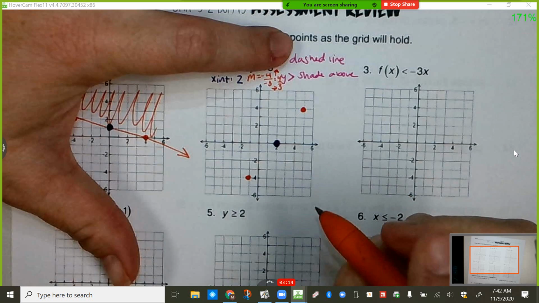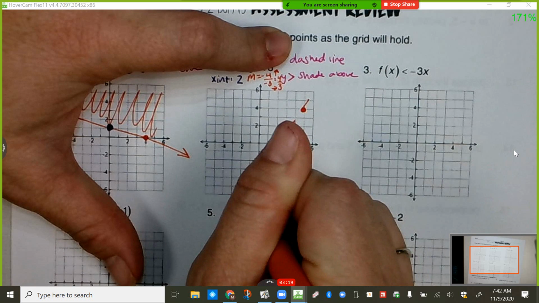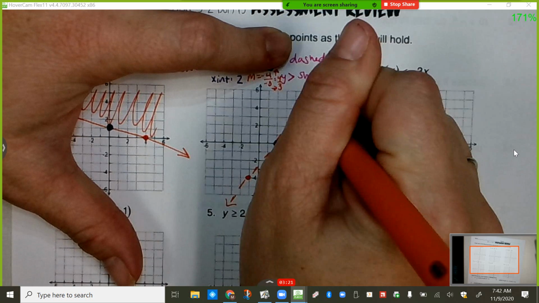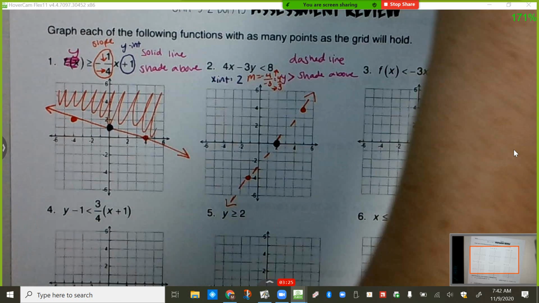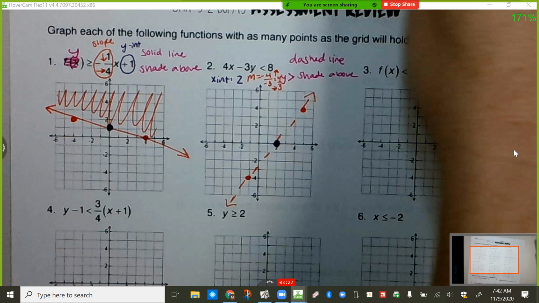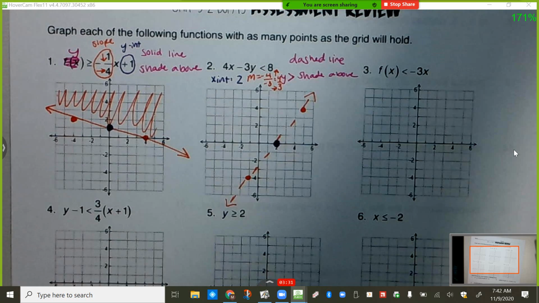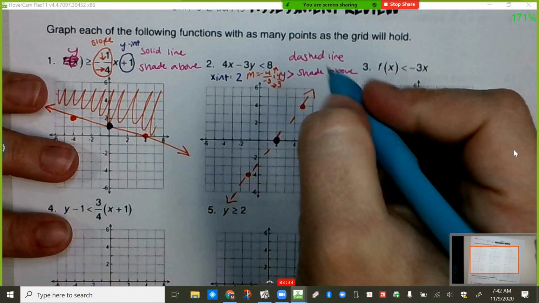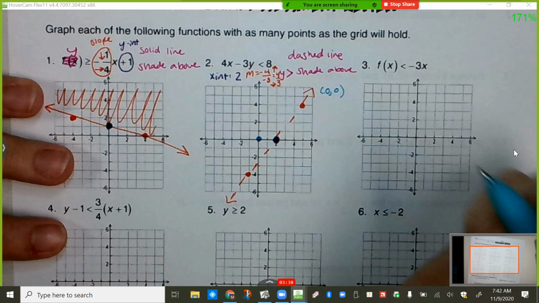Now this is a dashed line. Okay, and we said shade above. Now, if you forget where to shade, I'm missing a color. Okay, you can pick a point. Remember, 0, 0 is your easiest test point as long as it's not on your line.